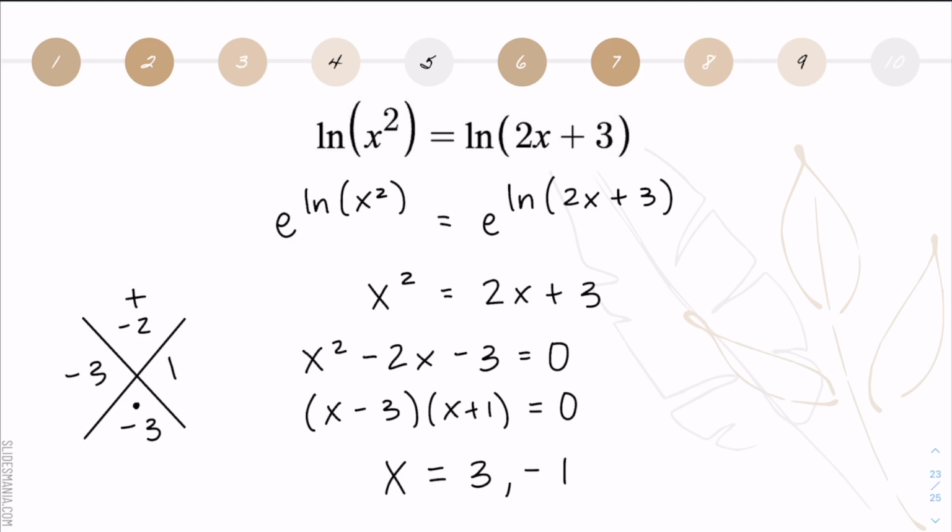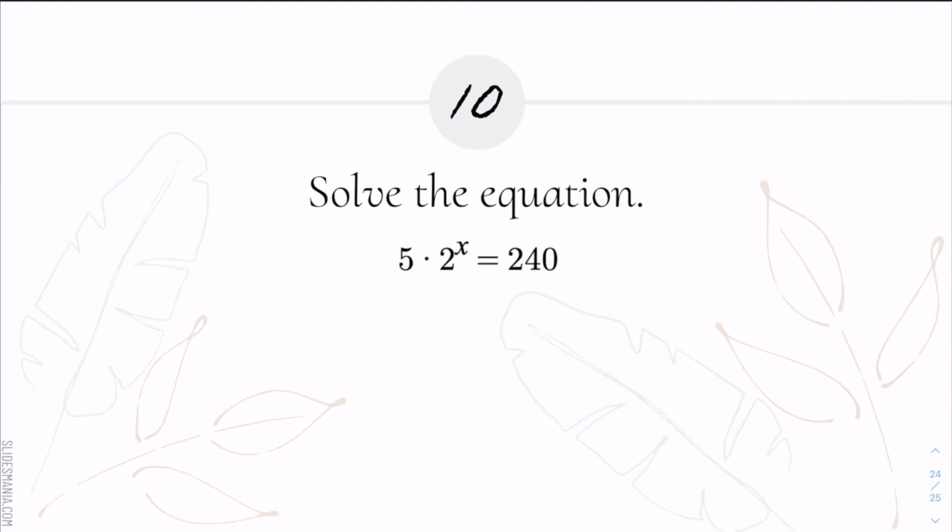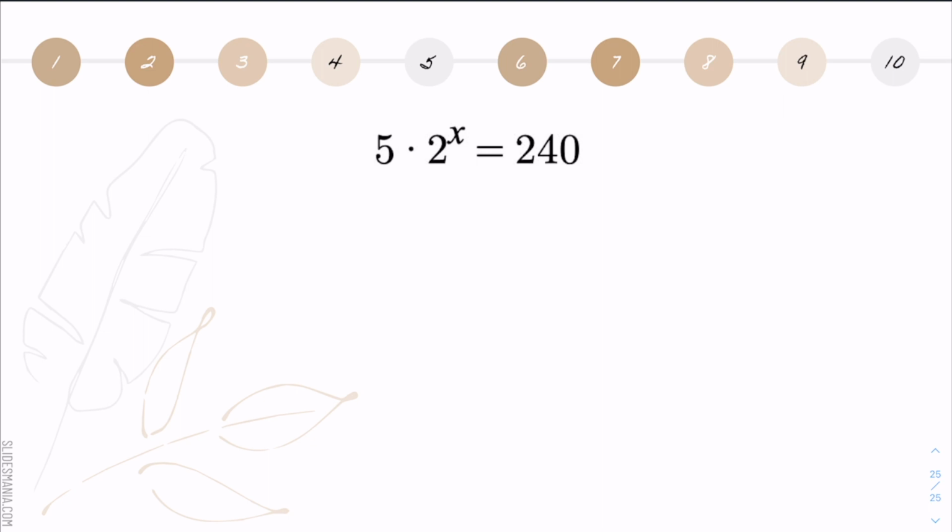All right, one more problem. We have an exponential equation here. So we're solving for x, and we're going to start by dividing both sides by 5. So we get 2 to the x equals 48.